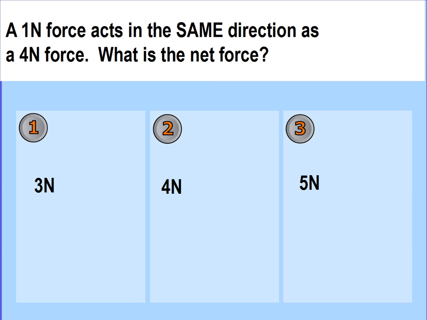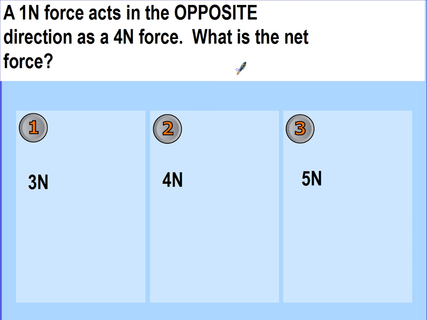A 1 newton force acts in the same direction as a 4 newton force. What's the net force? Well, it's going to be 5 newtons. A 1 newton force acts in the opposite direction of a 4 newton force. What's the net force? It's going to be 4 minus 1, or 3.